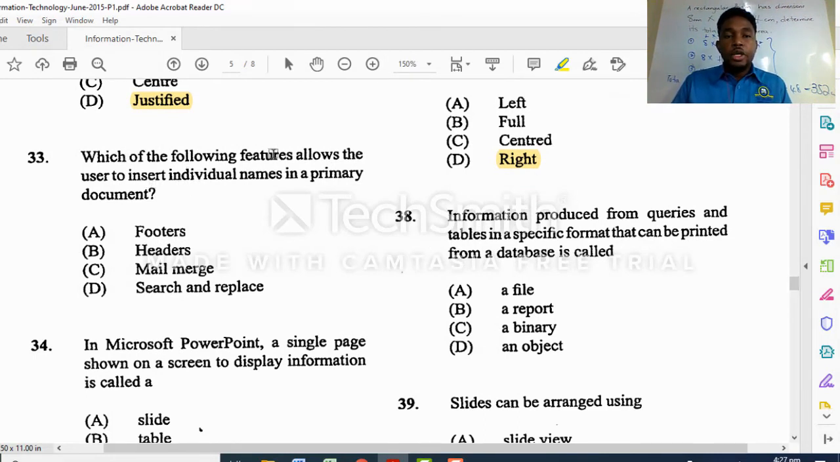It says, which of the following features allow the user to insert individual names in a primary document? The primary document would be the document that you create first, or the letter that you're working with. To put on individual names, you would have to go to the process known as mail merge. Footer would go to the bottom and header would represent the name, but it would go on multiple pages. Search and replace would only look for terms in a paragraph and replace them with another term.